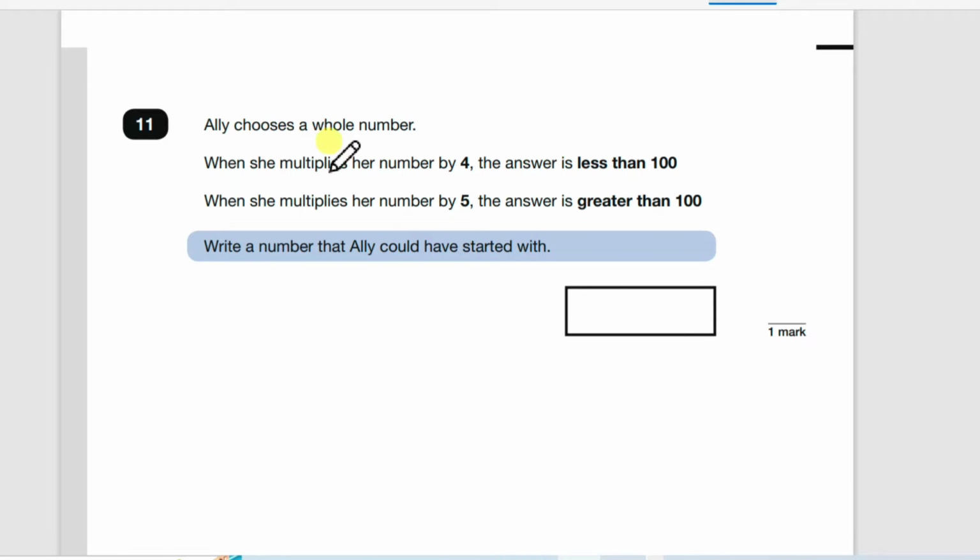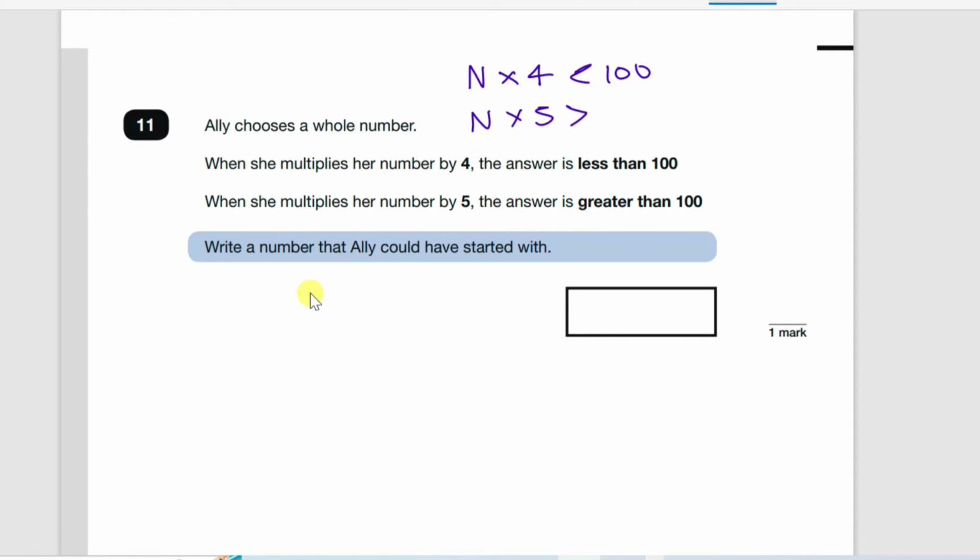Now, Ali chooses a whole number. When she multiplies the number by 4, the answer is less than 100. But when she multiplies the number by 5, her answer is greater than 100. So what number could she have started with? So let's have a look. Something times 4 is less than 100, but something times 5 is greater than 100. So let's call this number n, yeah? And so when n times 4, so unknown number times 4, must give us an answer which is less than 100. But then that same number times 5 gives a number which is greater than 100.